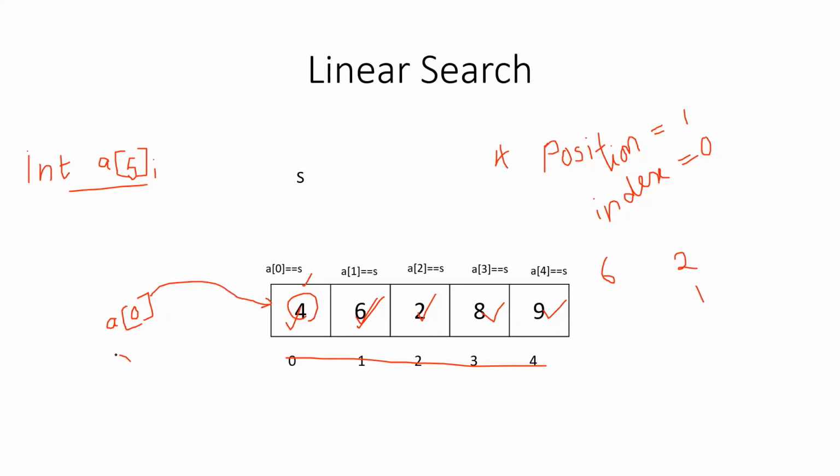When I write a of 1, listen all, a of 1, it will refer to the element 6. When we refer with the index number 2, we are referring to the element at the index number a of 2. So when we write a program, the computer will understand only by the index number.